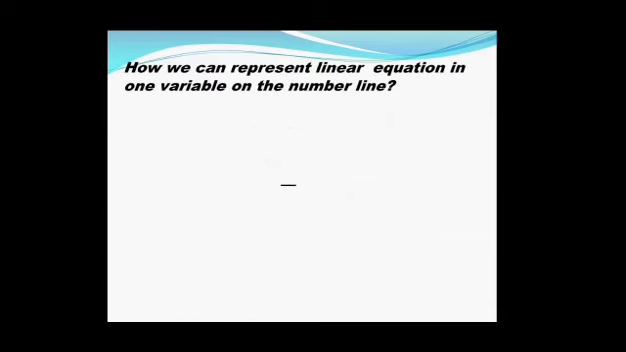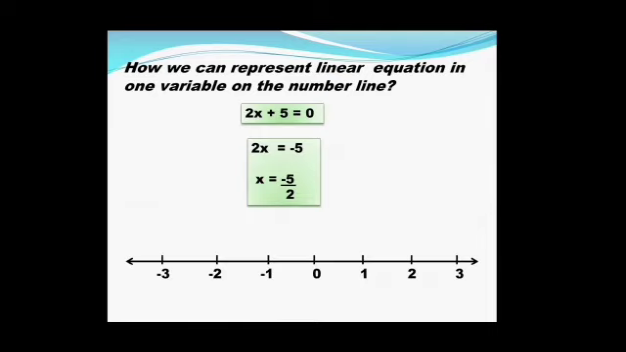How can we represent a linear equation in one variable on the number line? Let's take one example, 2x plus 5 equals 0. If we simplify this, we will get 2x equals minus 5, x equals minus 5 by 2. And this is the number line. As you can see here, students, the value of x is minus 5 by 2, which is equal to minus 2.5. So this number lies between minus 2 and minus 3. This is the number minus 5 by 2. So we can easily represent a linear equation in one variable on the number line.